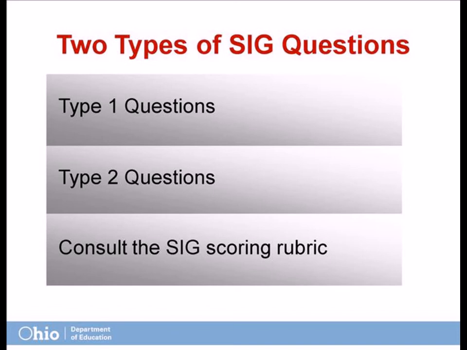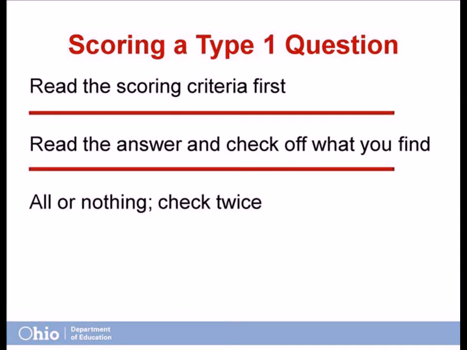Type 2 questions contain a list of criteria that must all be present in the grant application in order for the question to receive the highest score point. In a Type 2 response, if some but not all of the criteria are present, a reduced point value can still be awarded.